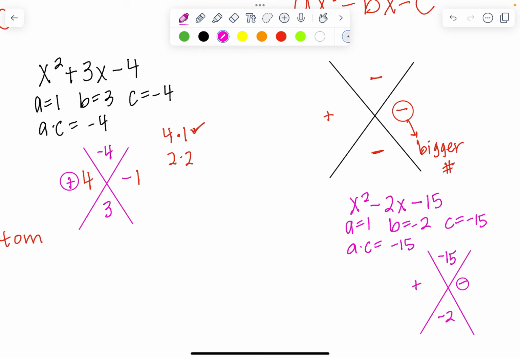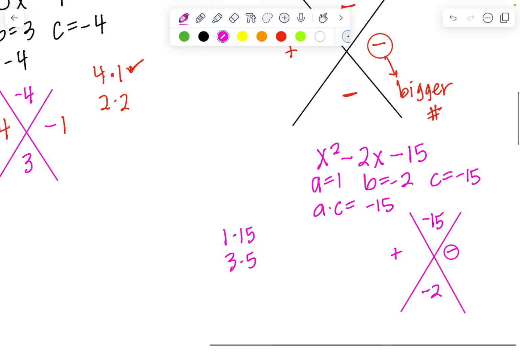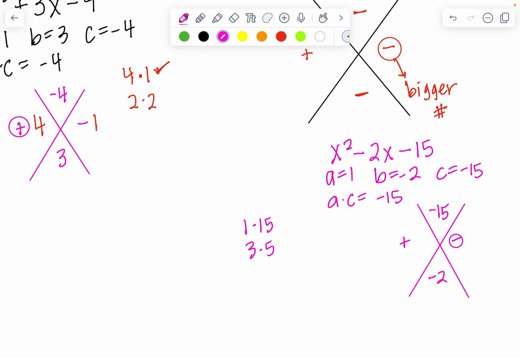Now I want to look at factors of 15 that subtract to give me 2. So I can do 1 and 15. Well, those don't subtract to give me 2. 3 and 5. If I subtract those, 5 minus 3 equals 2, or 3 minus 5 equals negative 2. So these have to be my factors, and the bigger number is negative. So negative 5 and positive 3.